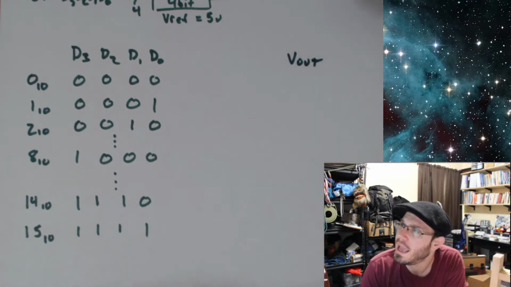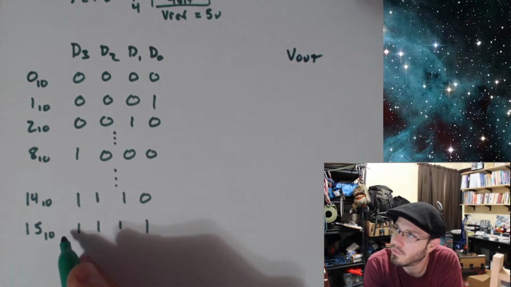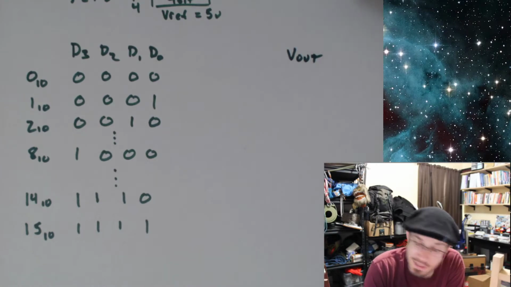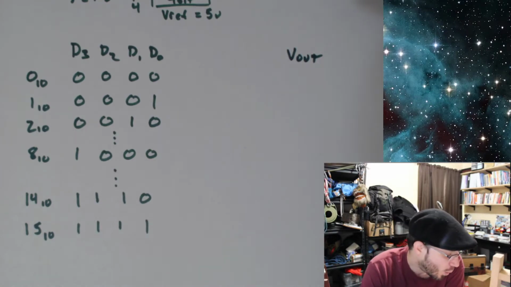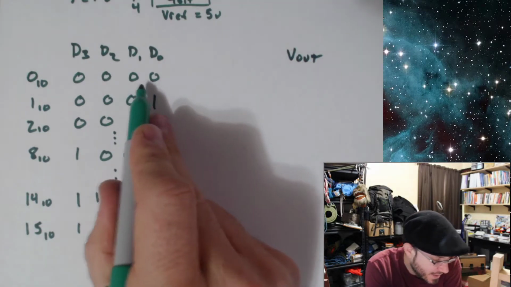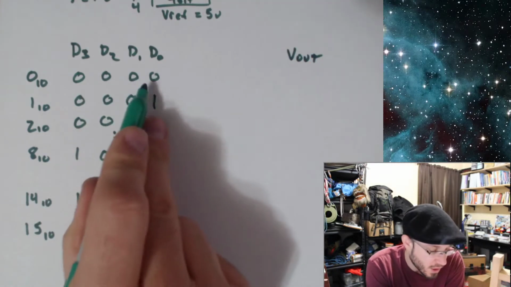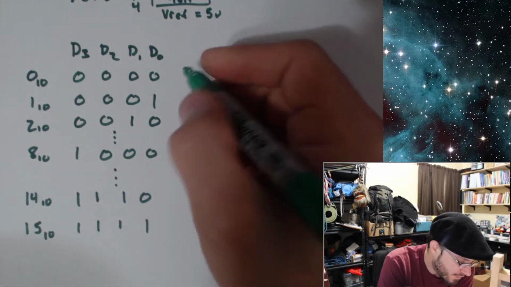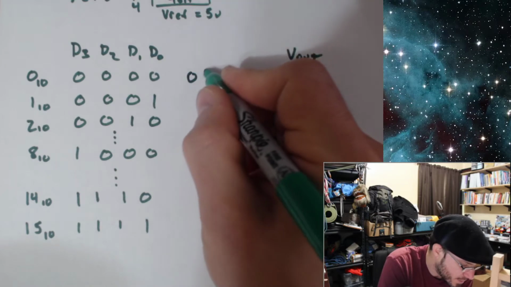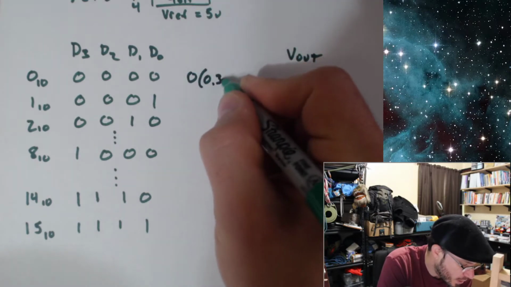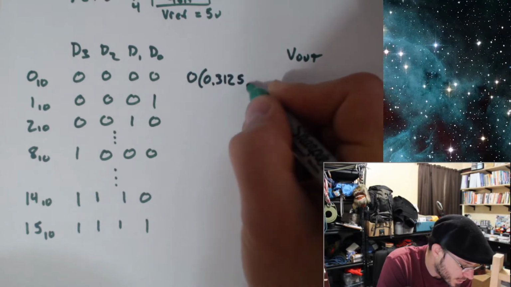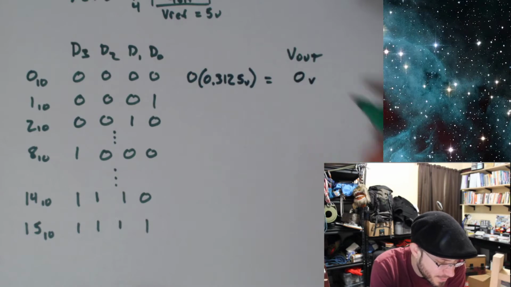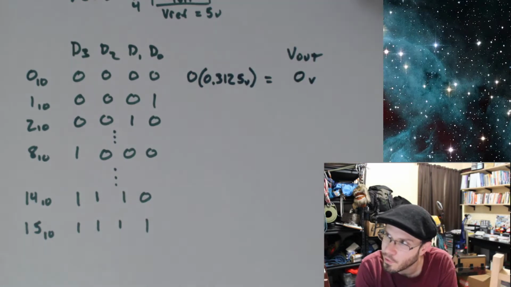Well, all we have to do is multiply the value by the step size. We already calculated what the step size was. The step size was 0.3125. So in the case of the value of all zeros on our digital inputs, all we have to do on V out is 0 times our step size of 0.3125 volts. Well, what does that equal? Of course, 0 times anything is going to give us a V out of 0 volts.